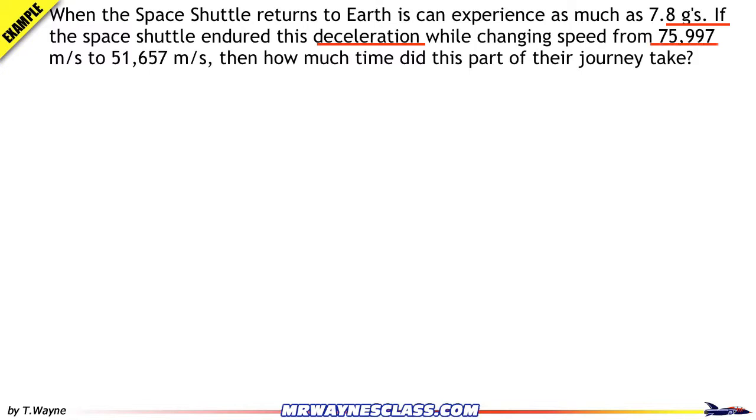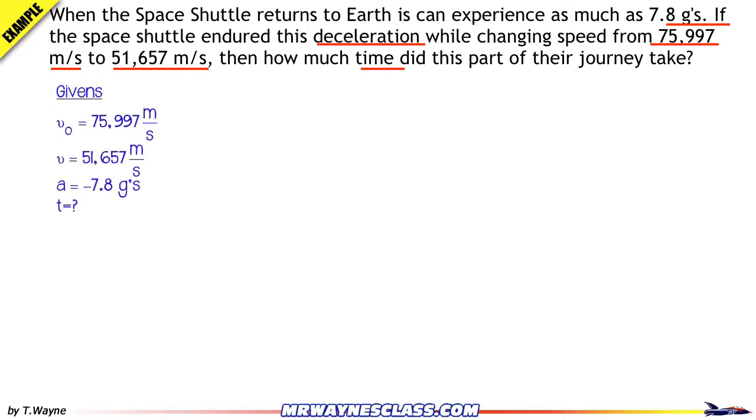And its speed's changing from 75,997 meters per second, so again, a unit clue about velocity, to 51,657 meters per second, again, another unit clue. And the 75,000 happens early in time, the 51,000 happens later in time. So the initial is going to be the 75, the final is going to be 51. And I'm looking for time. So that's the variable I'm after in all this.